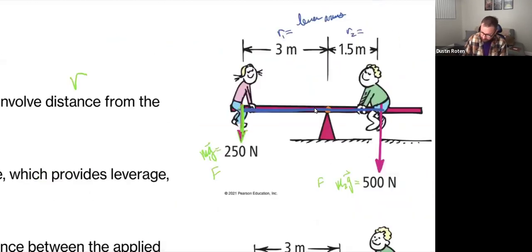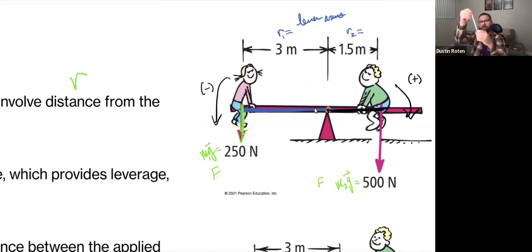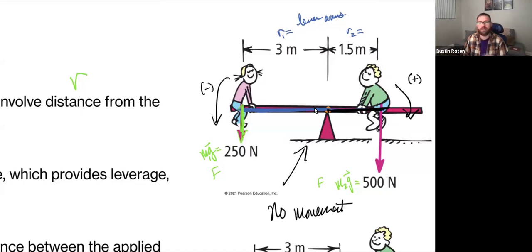Something to note, this guy's torque is pushing this way. You could call this the positive direction. The girl's torque is pushing this way, right? So it's clockwise versus counterclockwise. One wants to go this way, the other wants to go the opposite direction. So the whole idea is we need to come up with a positive direction and a negative direction. These two are canceling each other out, so there's no movement. So we know that the torques are equal and opposite.